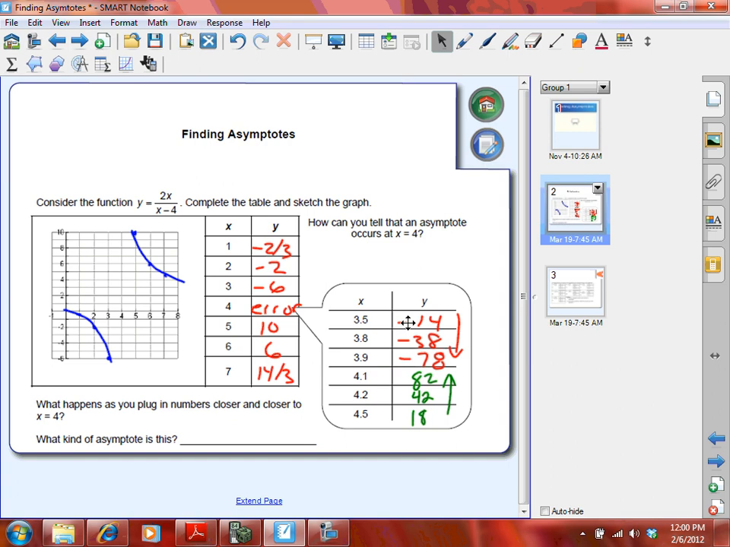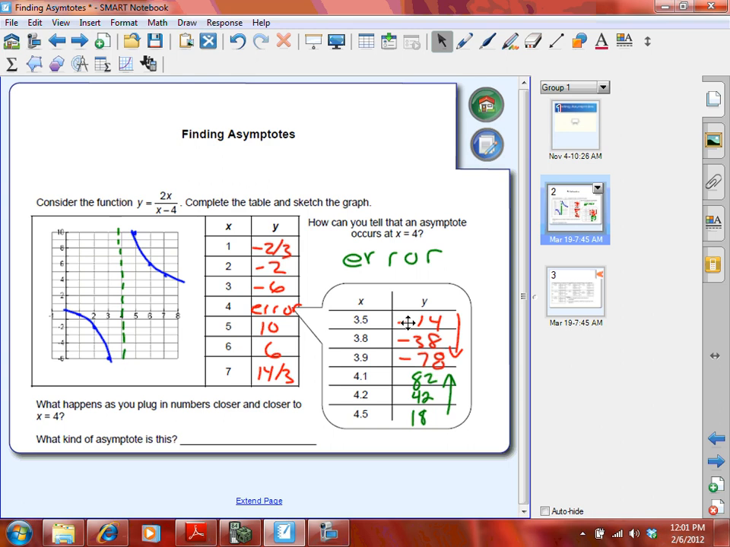Now notice over here to the right it says, how can you tell that an asymptote occurs at x equals 4? So in other words, I know this is the line that I'm going to get really close to but not touch. How do we know that? I'll give you a hint. Look at the table. How do we know that it's going to occur at 4? Yeah, it has an error. So write that down for me. We can tell that that asymptote occurs at x equals 4 because of the error.